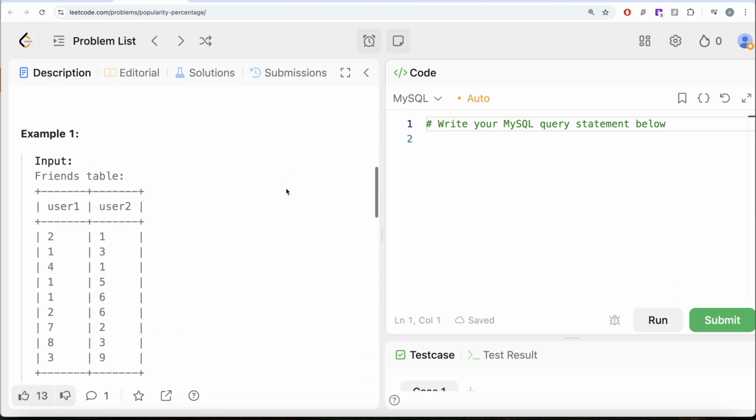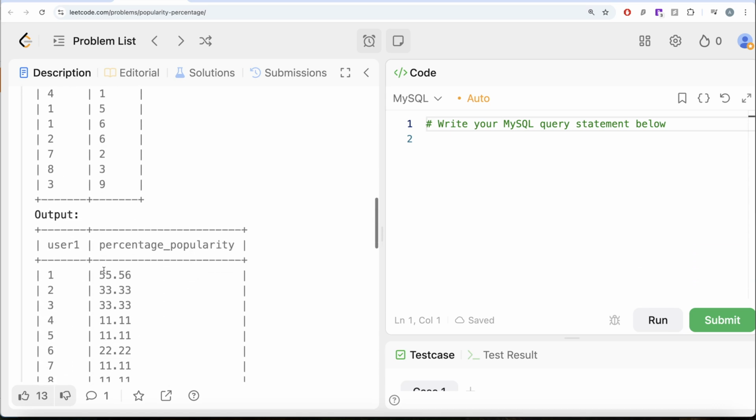So here, let's look at user ID 1. So user ID 1 has how many friends? So 2 is a friend of 1. So 1 friend. 3 is also a friend. So 2nd friend. 3rd friend. 4th friend. 5th friend. So 5 different friends. And if you look at, there are 1, 2, 3, 4, 5 to 9, right? So 9. So 5 out of 9, which is about 55.5%. Similarly, we can try to find out for user ID 2, 3 and so on. And that is what we have.